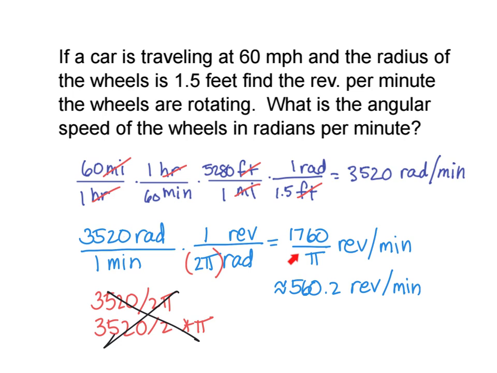I did not. I got an exact answer, so I did the 3,520 divided by 2. That was 1,760 over pi, and again, that's revolutions per minute. And then I plugged it into my calculator to get an approximate answer.